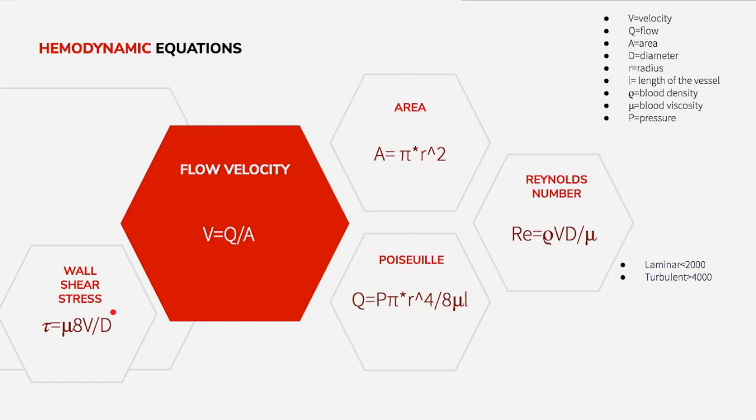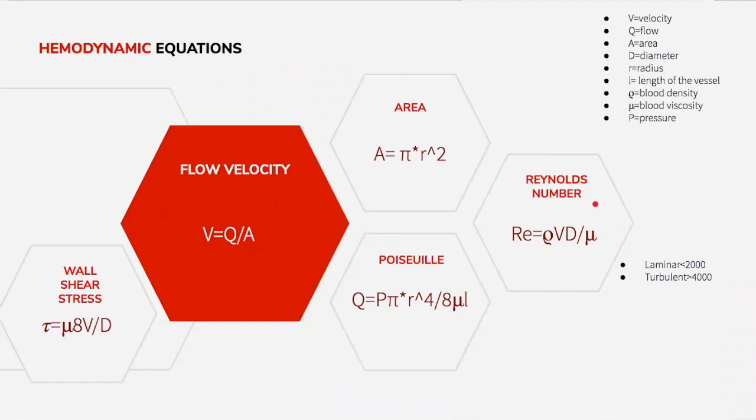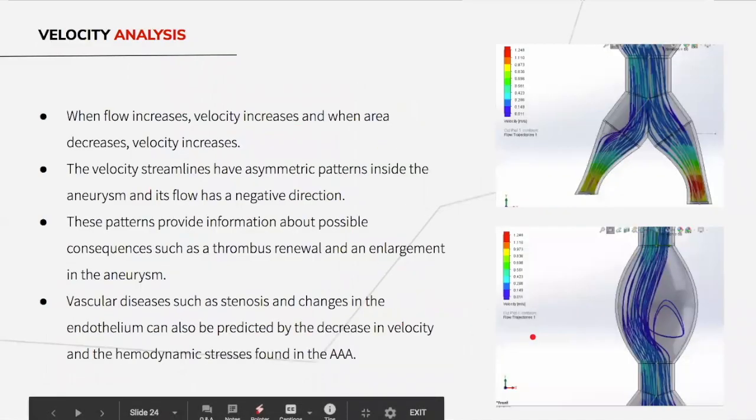The wall shear stress equation relates the viscosity of the fluid, the velocity, and its diameter. And finally, the Reynolds number tells us if our flow is laminar or turbulent, and this will depend on the blood viscosity and the density.